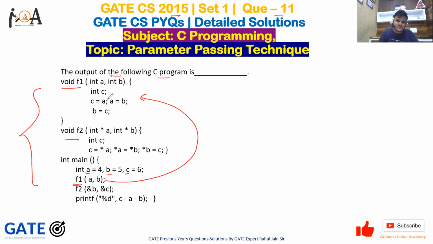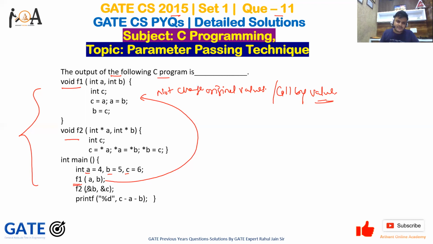Only the values of C, A, and B, that is the values of C and A, would be swapped, but it would not change the original values. Why? Because it is called by value only. It is called by value. No pointers and no addresses are used here. So call by value is there, so no change in the original values.